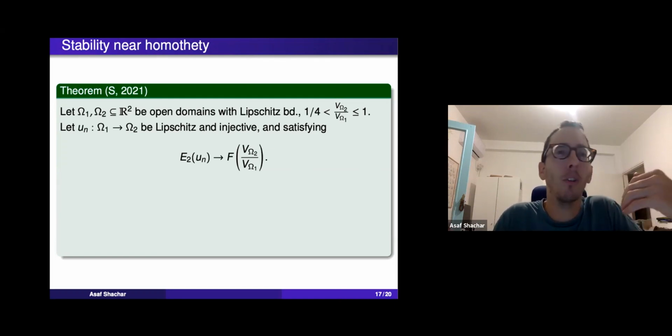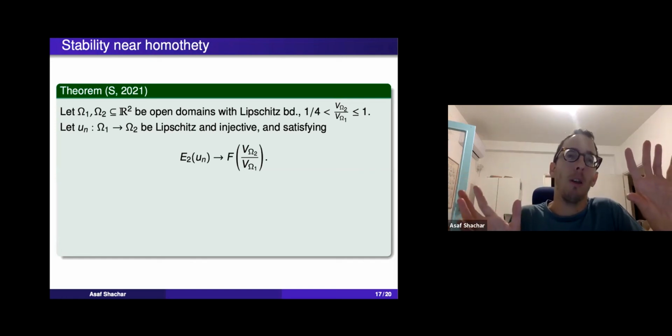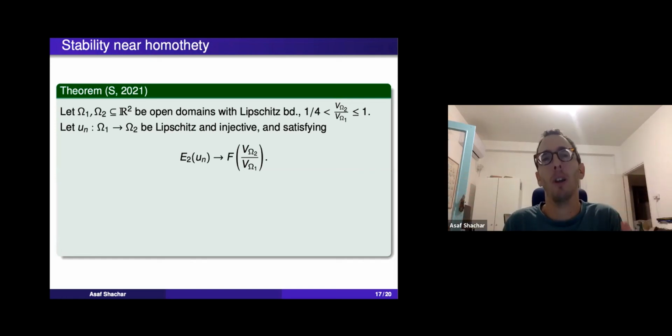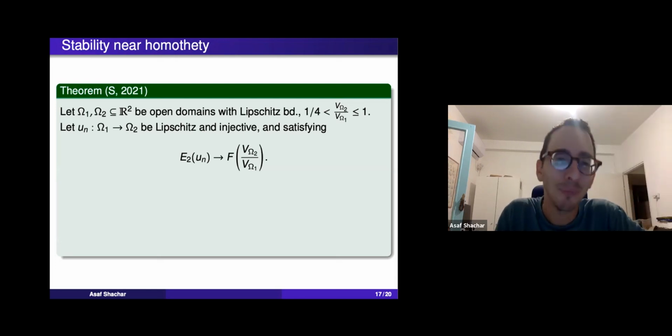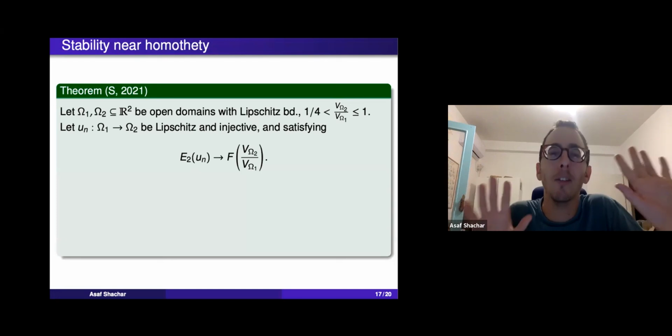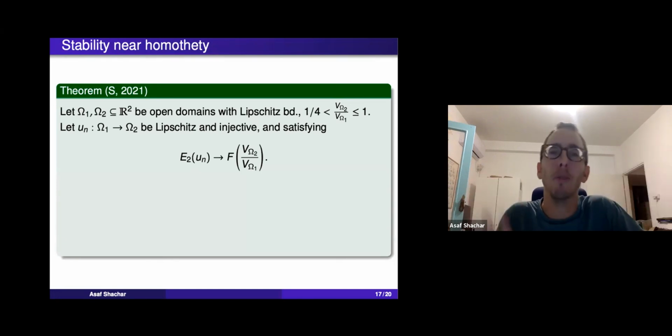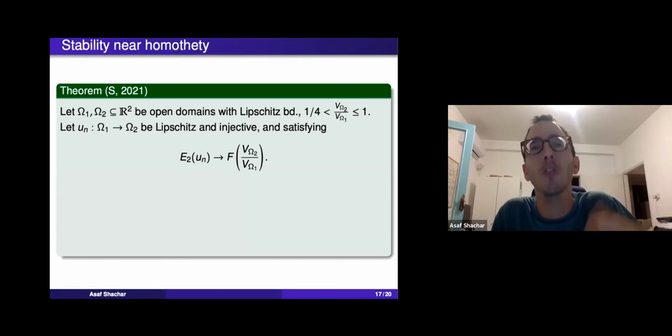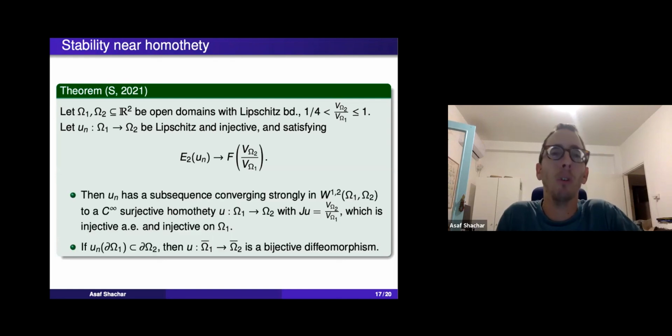And assume that there is a sequence of Lipschitz injective maps whose elastic energy converges to the lower bound. So we know that if we have a map whose energy exactly equals the lower bound, this map must be a homothety, because this is the regime of the volume ratios. So if U has an energy which equals the lower bound, it must be a homothety. And now we have a sequence whose energy converges to the lower bound. And the statement is that U_N has a subsequence. This is the stability result.